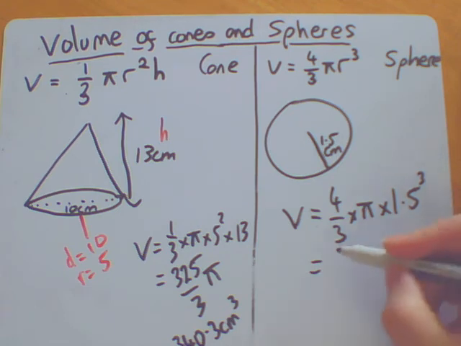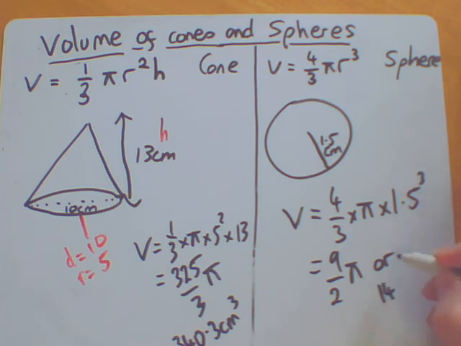That is going to give me either 9 over 2 pi, or if I convert that into a decimal, I'll do one decimal place again, 14.1 centimetres cubed. Remember the volume is cubed, please. Please don't put squares down, it's not area, it is volume. And that is it. If you want more information, then obviously contact me, but well done.